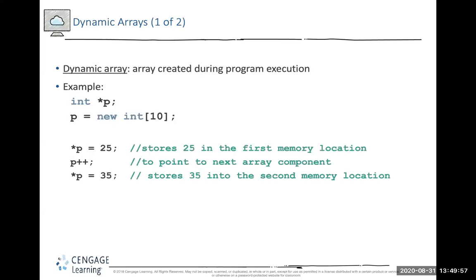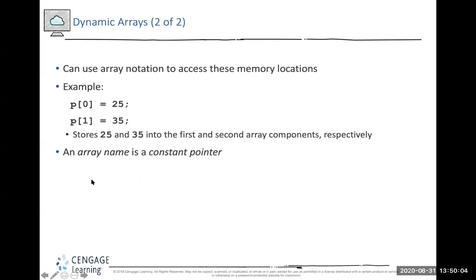Now, this dereferencing operator format, you can also use the array square bracket element format, p[0], p[1], just like an array. And in fact, the name of the array is just a constant pointer, meaning once it's declared, you cannot change the value of that pointer. That's kind of how arrays work.